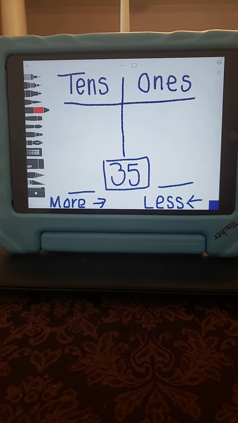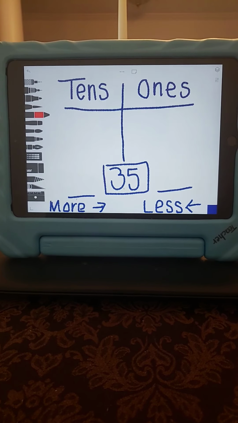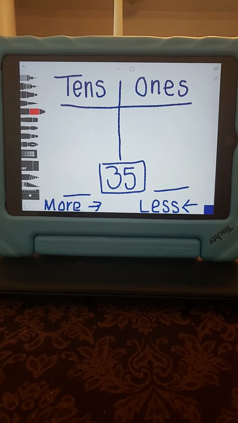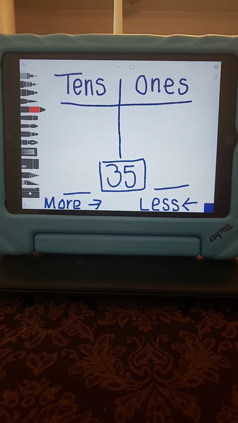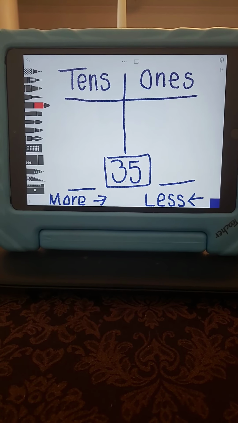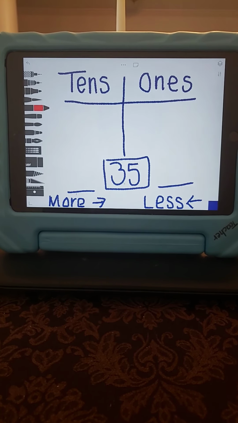Because in the last lesson, we learned about one more and one less, okay? And so in this lesson, we're going to use what we already know about more and less to help us with some bigger numbers, okay?